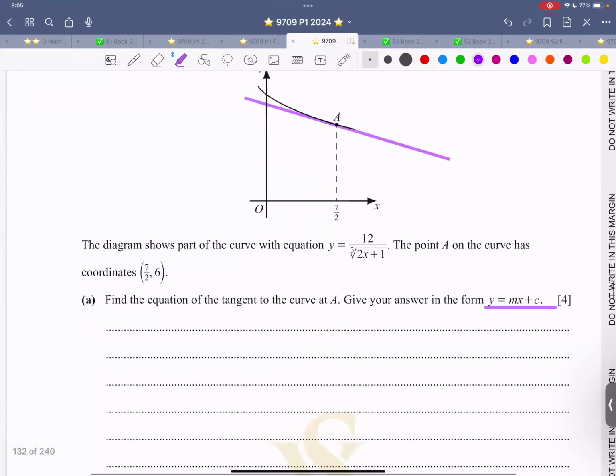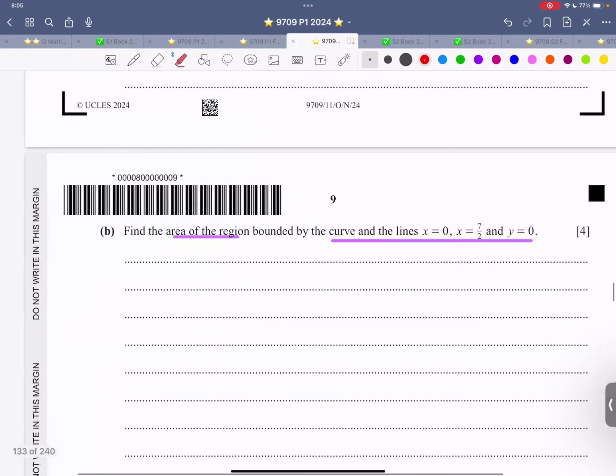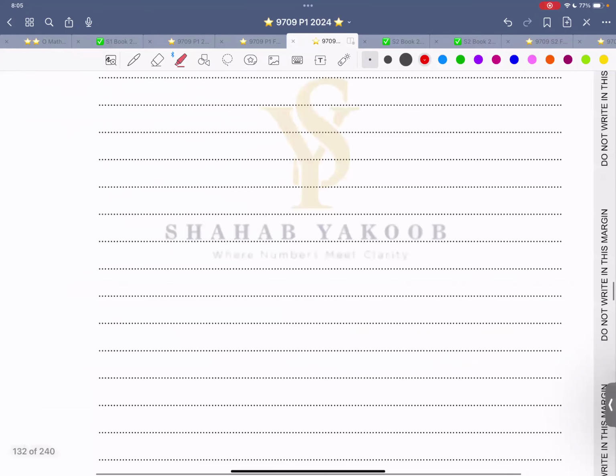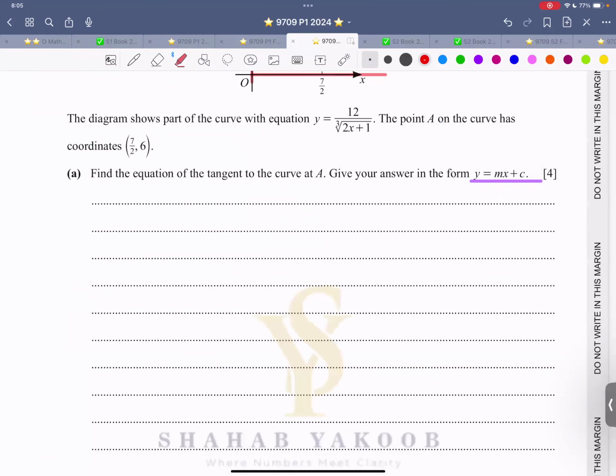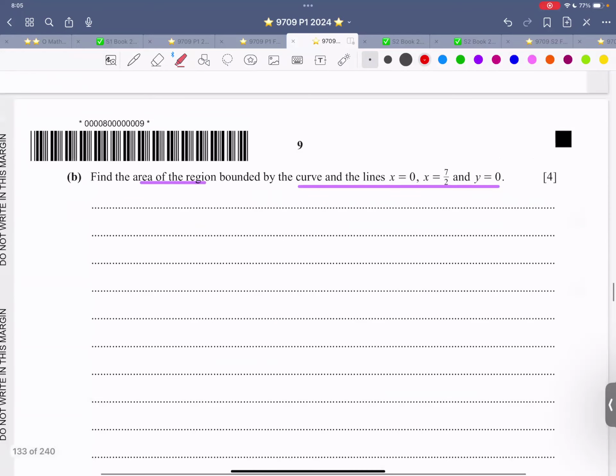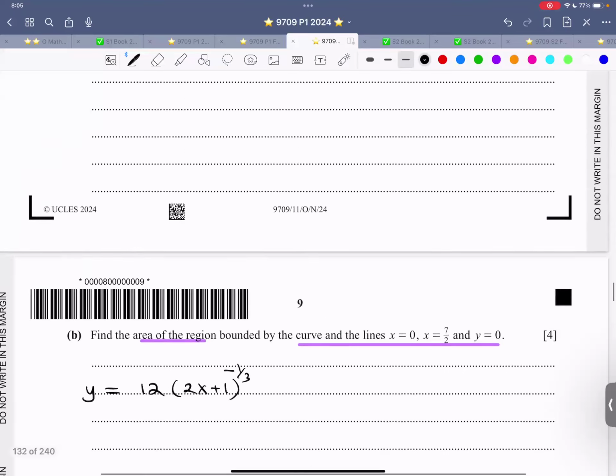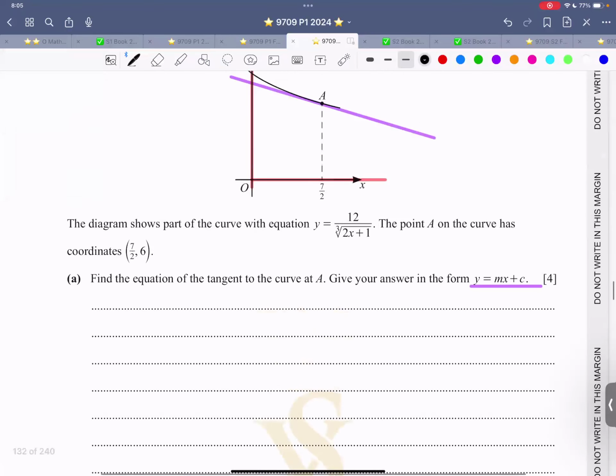So x is 0, y is 0. This is y is 0. This is x is 0, and it's under the curve. So it's just direct integration. So let me just copy this. y = 12(2x + 1) raised to the power of negative 1/3. And this is 0, and this is 7 over 2.